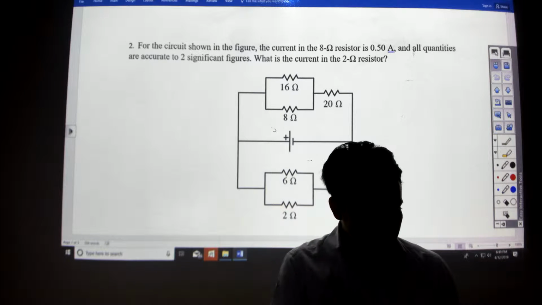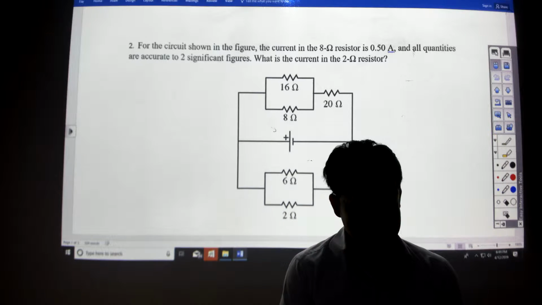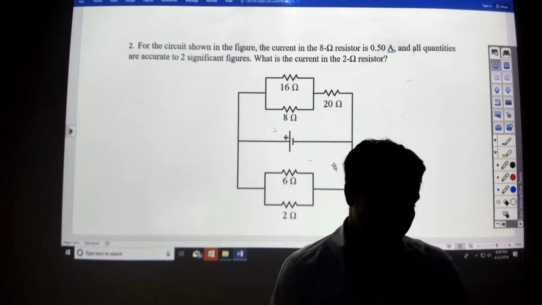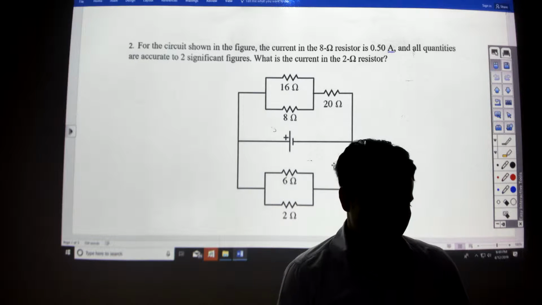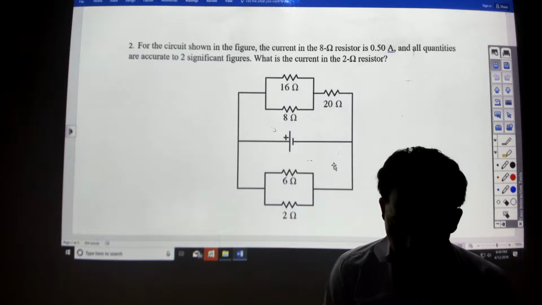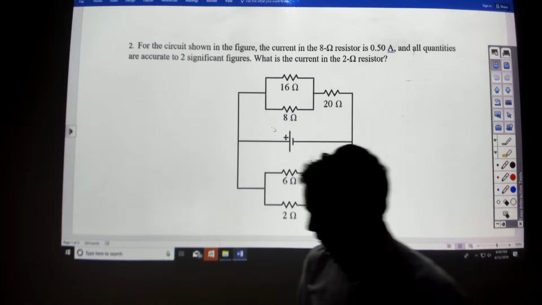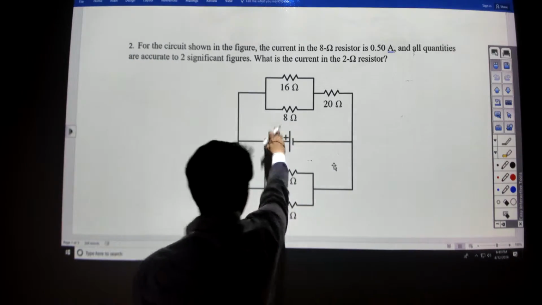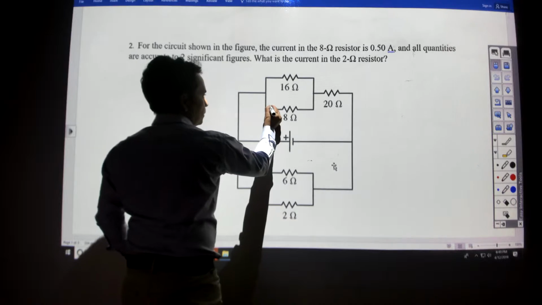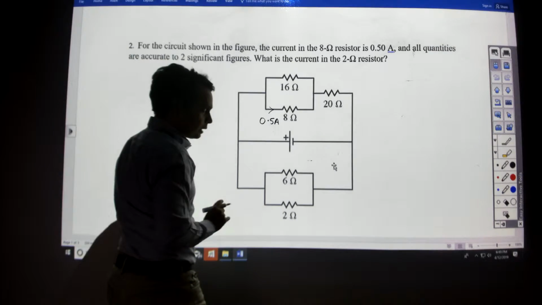In this problem, what is given is the current through the 8 ohm resistor, which is equal to 0.5 ampere. And now you need to find out the current through the 2 ohm resistor. The applied potential is not given. The only information given is the resistors and the current through the 8 ohm resistor, which is 0.5 ampere. So you know the current through this resistor is 0.5, and that's all that is given.